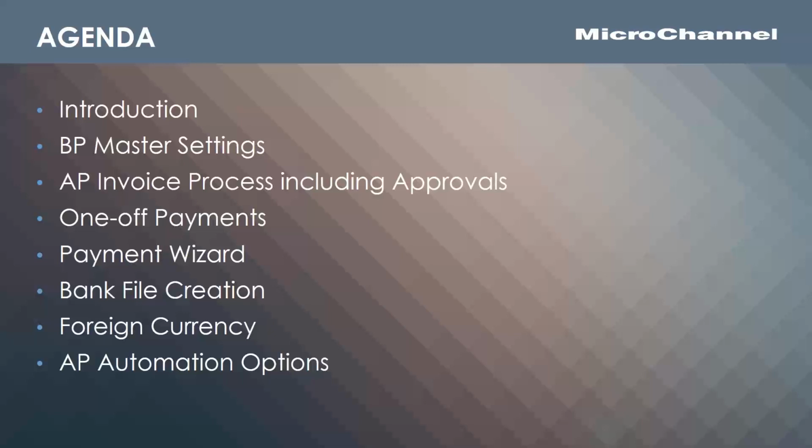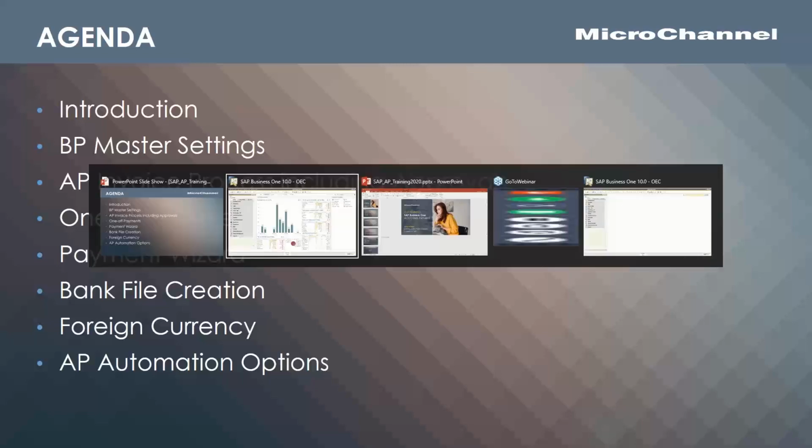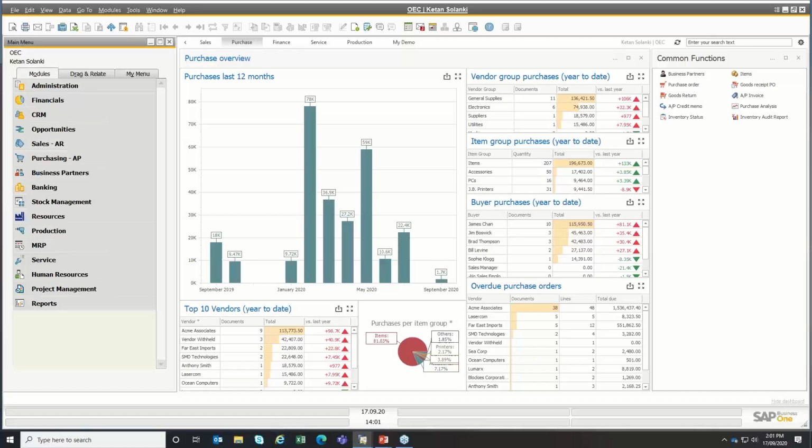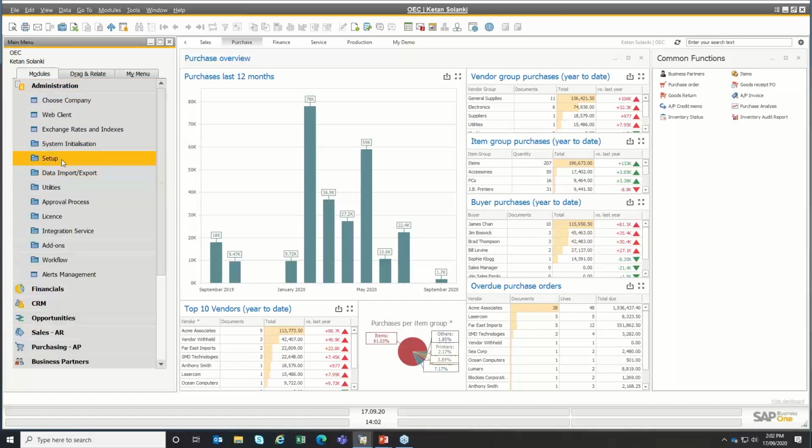So let us begin. To start with, let's have a look at some of the setup that you'd have to do to get the accounts payable functions configured. Going into SAP Business One now, let's have a look at the setup on payment terms, because that dictates what the due dates are on the accounts payable invoices that are entered.